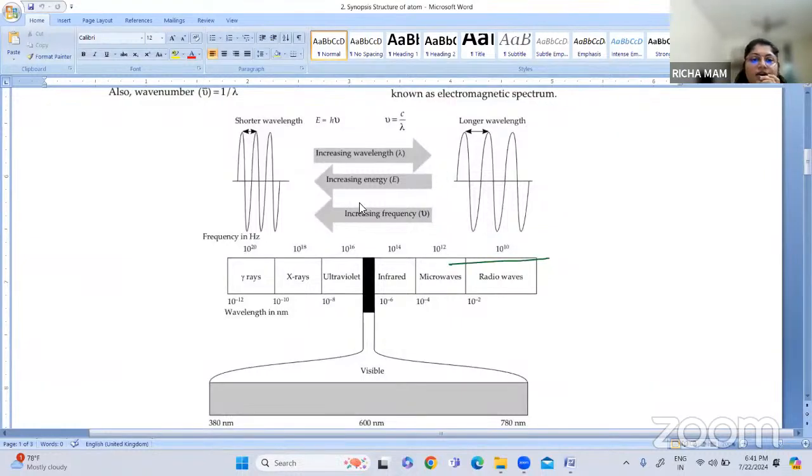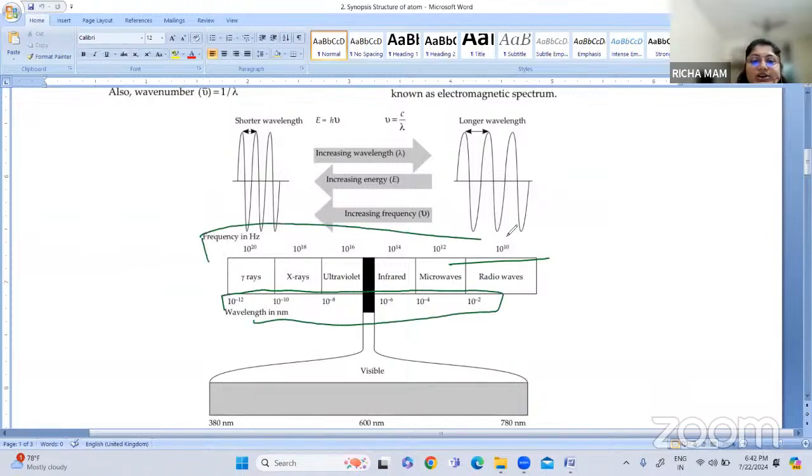Here you can see energy. These are the different frequencies. This is in terms of wavelength, and this is in terms of frequency. So from left to right the wavelength is increasing, and from right to left there is an increase in frequency.